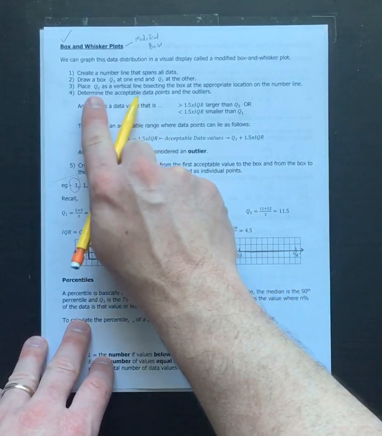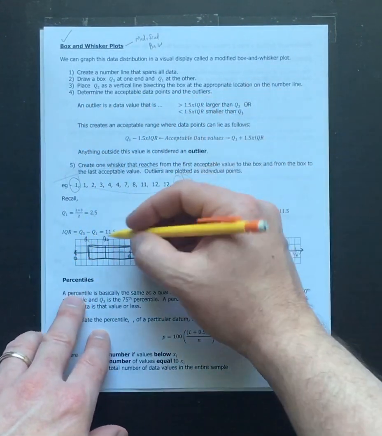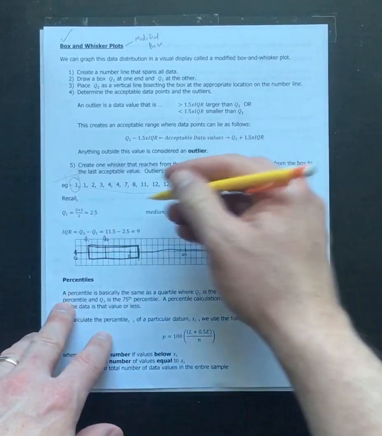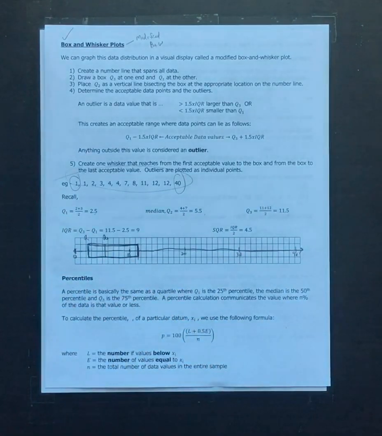Okay, now it says place Q2 as a vertical line bisecting the box, in the appropriate location on the number line. Don't cut it right in half. Put it where it is, plot it where it is. In this case, it's a 5.5. In this case, I plot Q1, Q2, Q3, which you can do. It doesn't make a difference in what order you do it.